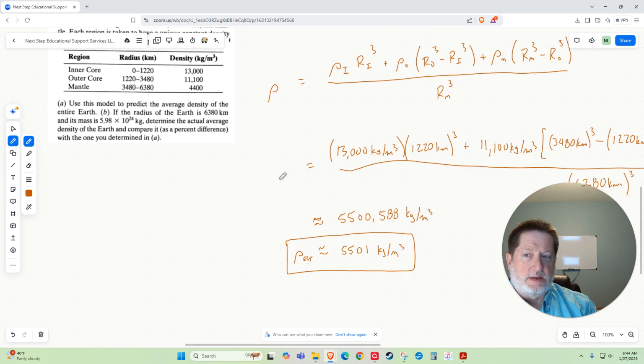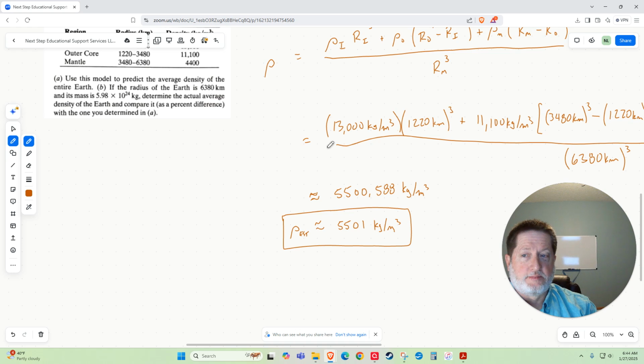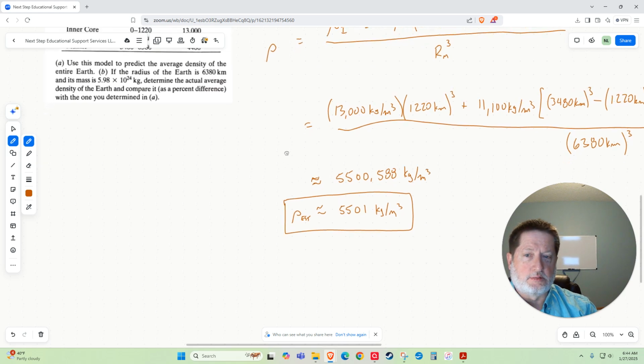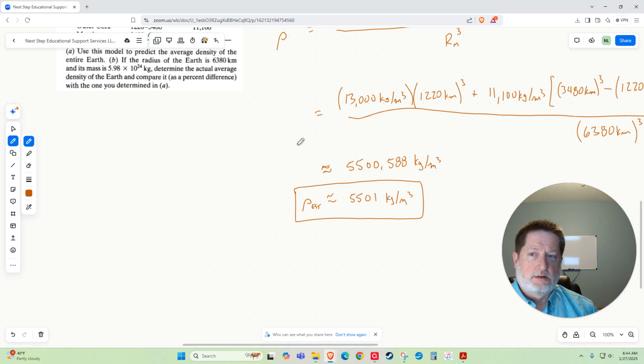Now we're ready to move on to parts B and actually B contains both the next parts. We're going to calculate the actual density based on, again, modeling the Earth as a sphere with the outer radius of 6,380 and that mass, and then compare these numbers. So a much simpler calculation for part B, again using our definition of density.